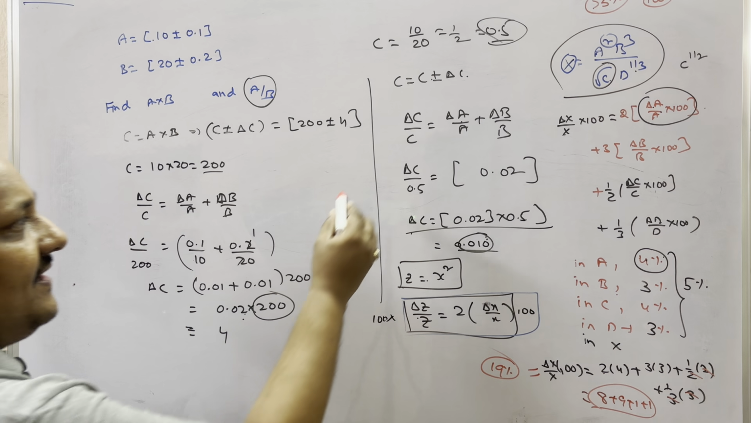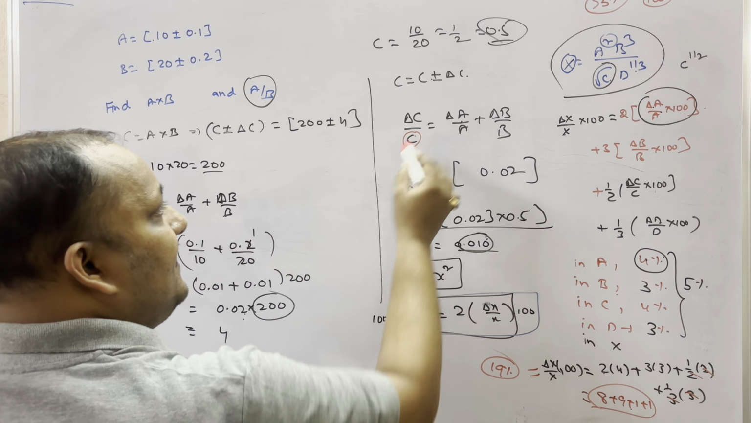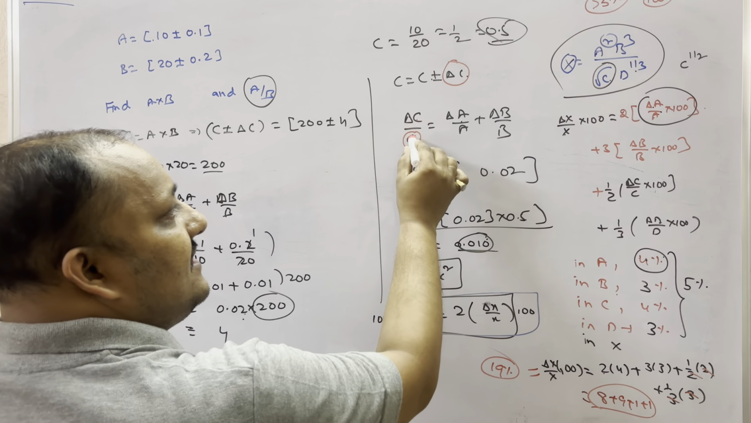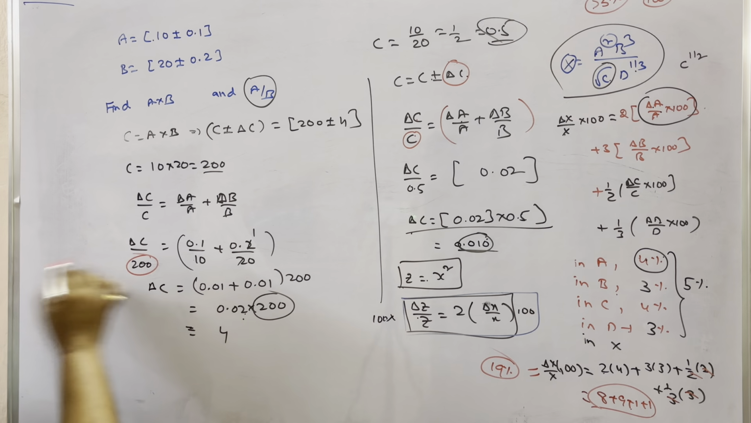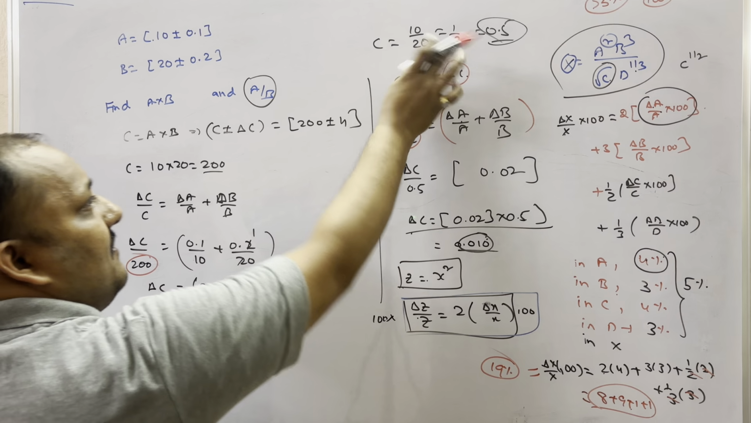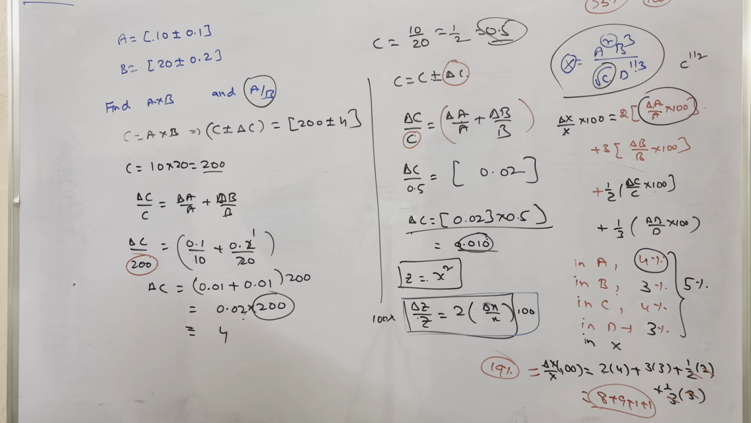Many people forget to write this C whenever they are writing delta C. Delta C by C should be this. You should multiply here, and in this also like this. Whenever division or multiplication is coming, you have to cross check. So this is about the total units and measurements.